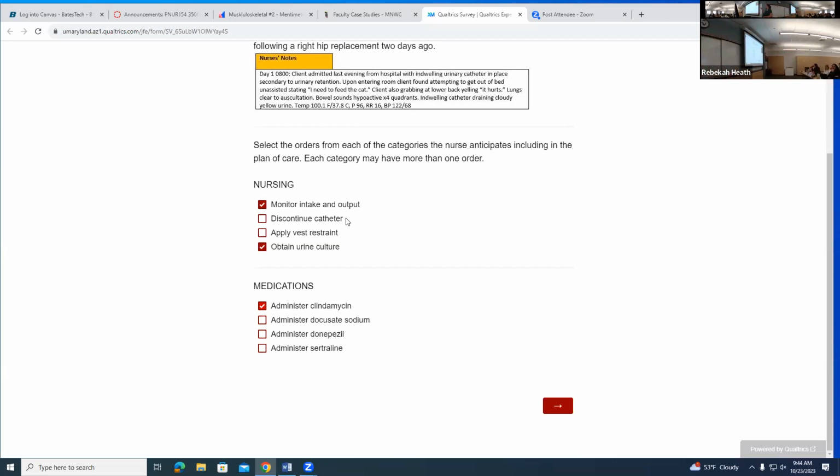So that's another one of those clues. Any NCLEX questions that are saying, do we put it in or take it out? Unless we have very good reason to leave it in, we're going to take it out. All right, let's move on.